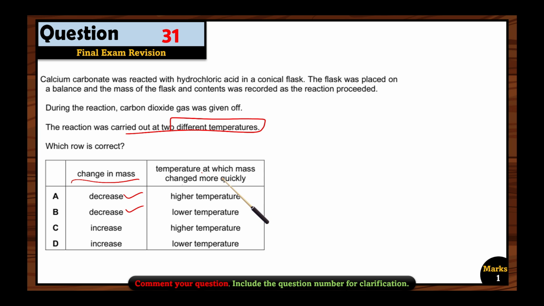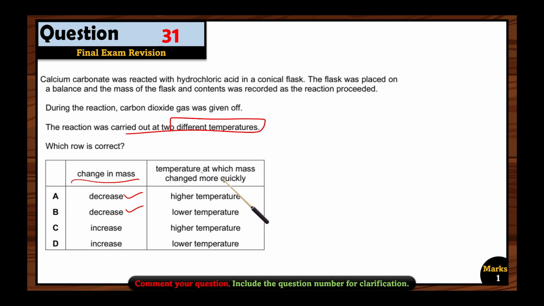So when the mass is changing more quickly, what happens? Actually, they are talking about the mass of the calcium carbonate. Calcium carbonate is a reactant. So if the mass is changing more quickly, it means it is consumed quickly. Consumed quickly means the rate of the reaction is increased.